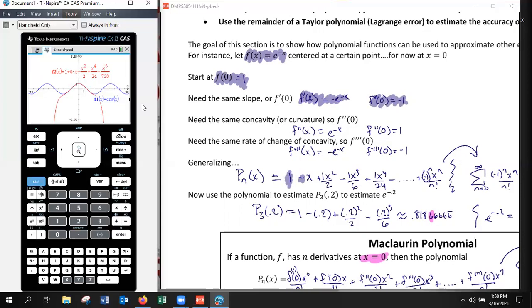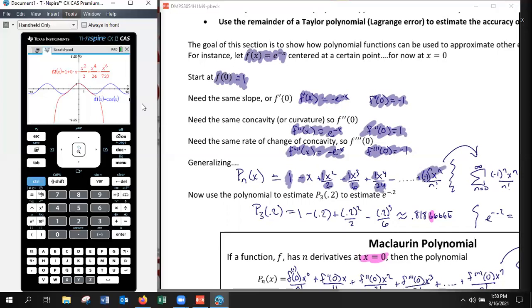So we need our same concavity, which is the second derivative, and f double prime of 0 does equal 1. If you remember, I divided by the factorial, so that would be 1 divided by 2 factorial. And keep going, f triple prime at 0. So that would be that value, and then divide by 3 factorial. If I keep going, you can already see the pattern of our derivatives, 1, negative 1, et cetera, 4 factorial.